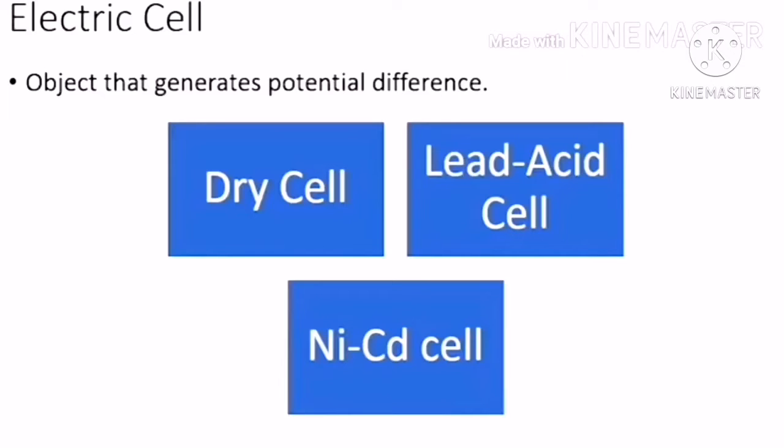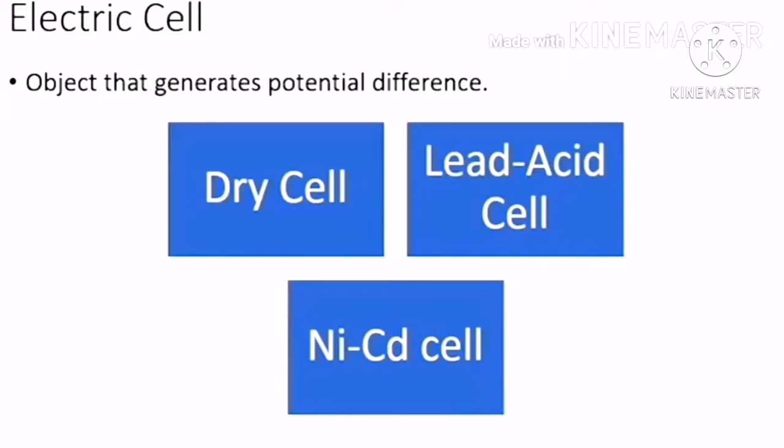Let me tell you, electric cell is an object or component that generates potential difference. And of course, you know that potential difference is nothing but flow of current. So students, there are three types of electric cell. First is dry cell, second one lead acid cell, and the third one is NiCd cell, that is nothing but nickel cadmium cell. Here we learn one by one each type of electric cell.